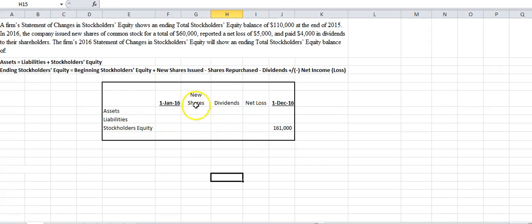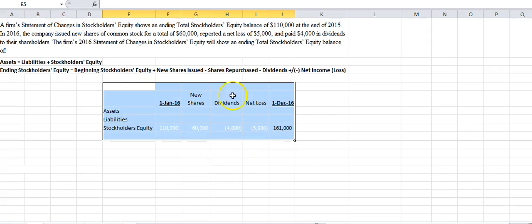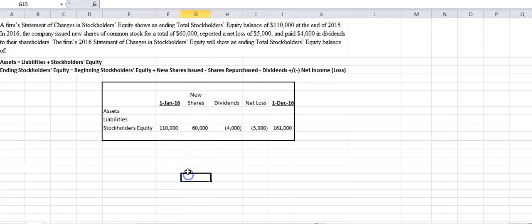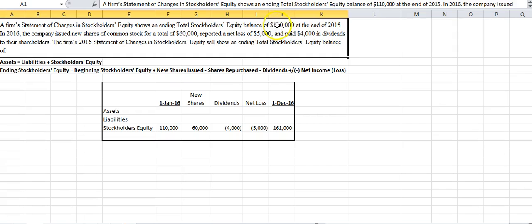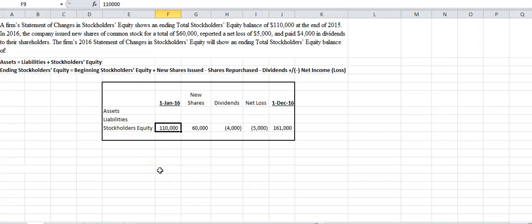So let me just put all the numbers there, okay? So this says a firm's statement of changes in stockholders' equity shows an ending total stockholders' equity balance of $110,000 at the end of 2015, okay? So at the end of 2015 you had 110, then obviously on January 1 you started off with 110,000. That's what you started off with, right?